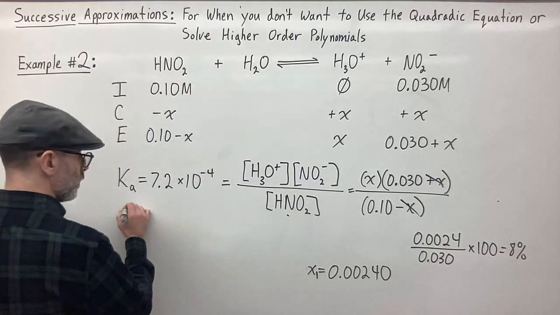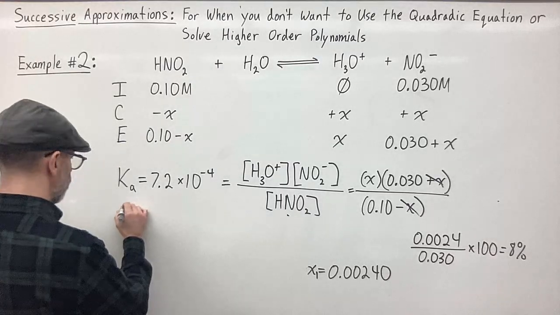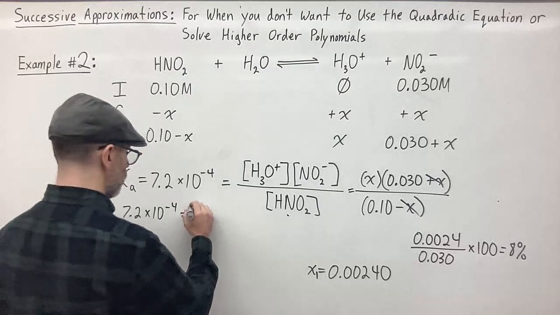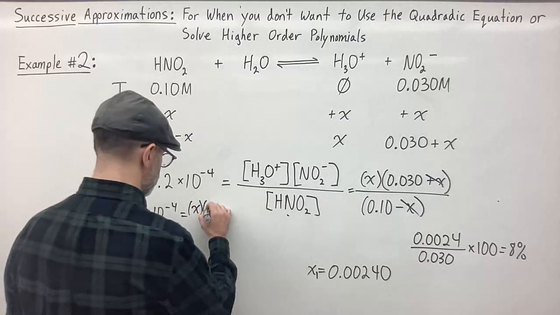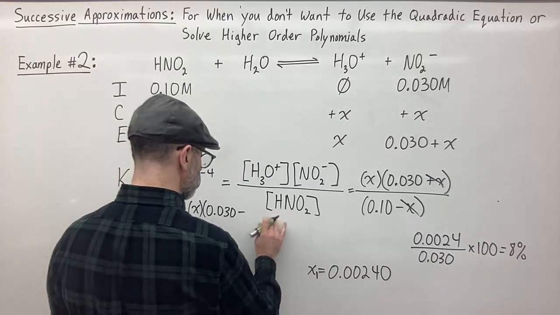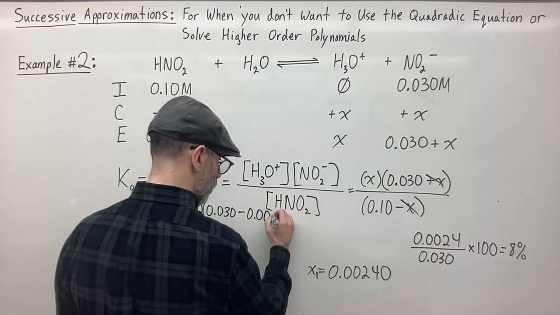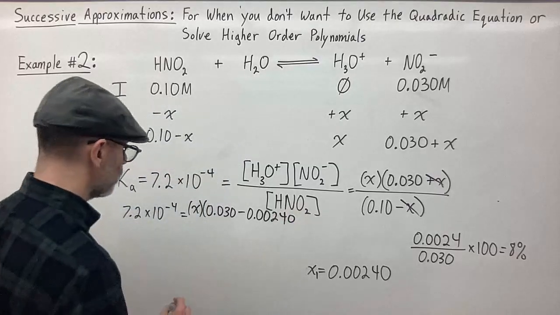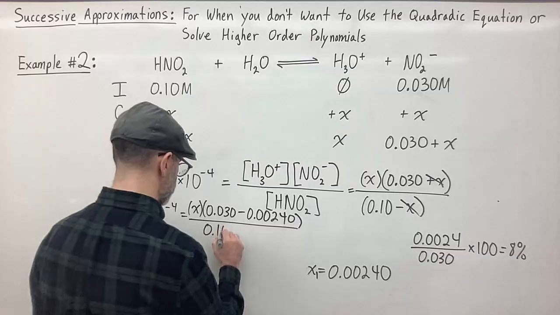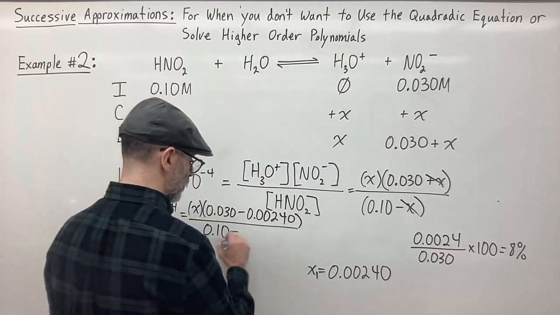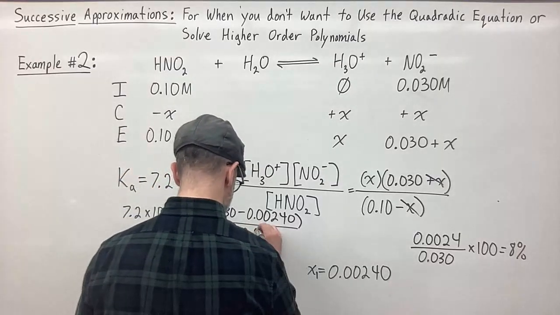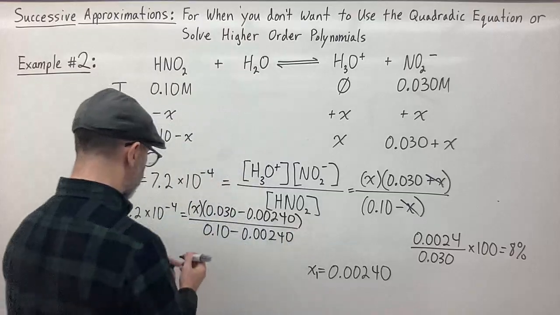Then I have 7.2 times 10 to the negative 4 equal to x times 0.030 minus this x that we just discovered, 0.00240, divided by what's on the bottom, 0.10, again minus the x that we just found, 0.00240. All right, so now we just have to do the math here.